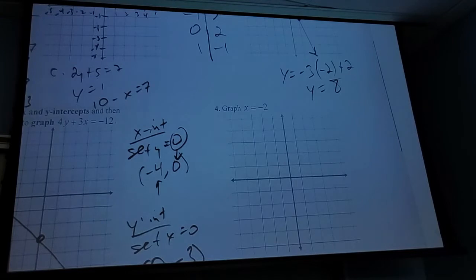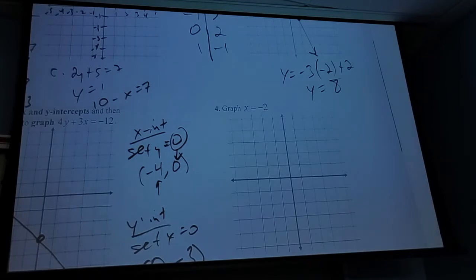So can x be negative 3? No. Can x be negative 1? No. So I can't move left or right. Is that cool? If I move left or right, what value changes, x or y? X changes. X can't change, can it? So what's the only direction I can move? Up and down.